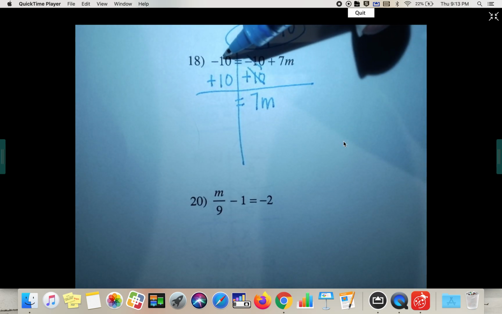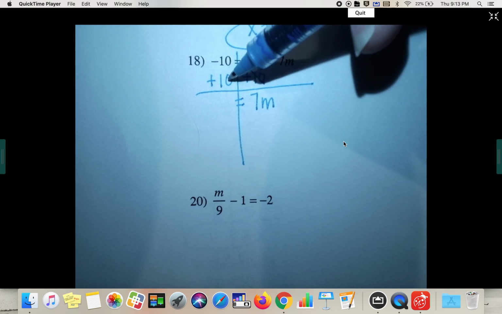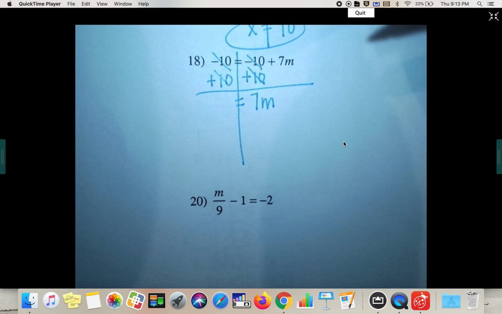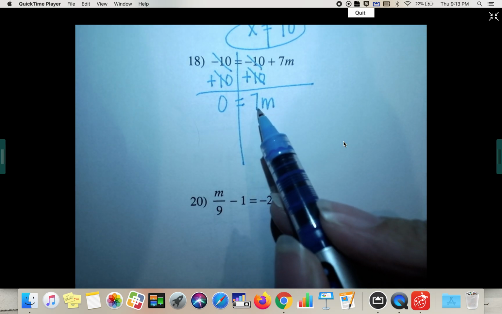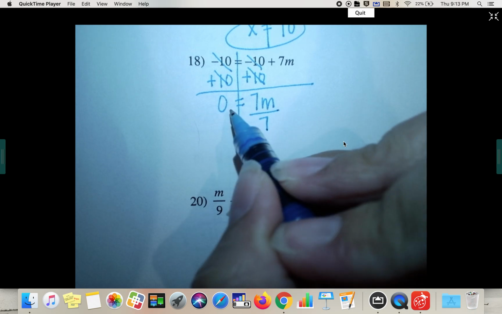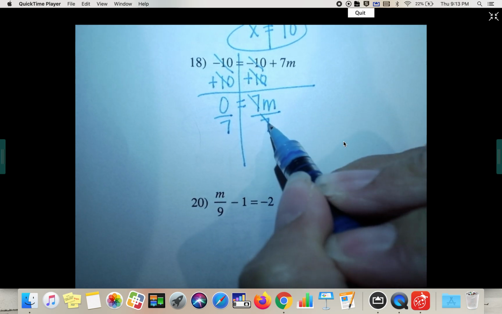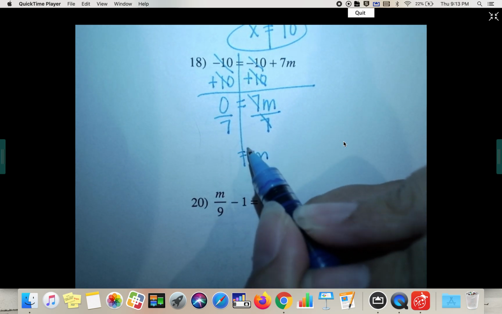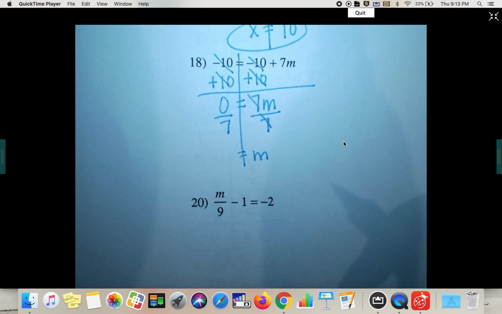This is interesting. These cancel too. Negative 10 and positive 10 are opposites, so that would leave 0. But we're not done yet. 7 is being multiplied by m. It's squished up against it, so we're going to divide by 7 on both sides. And m is 0 divided by 7, which is 0.